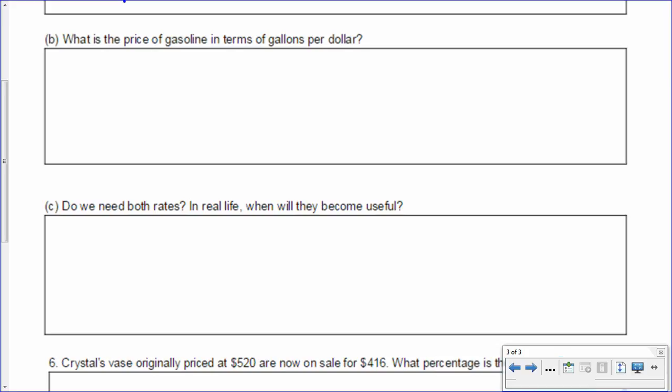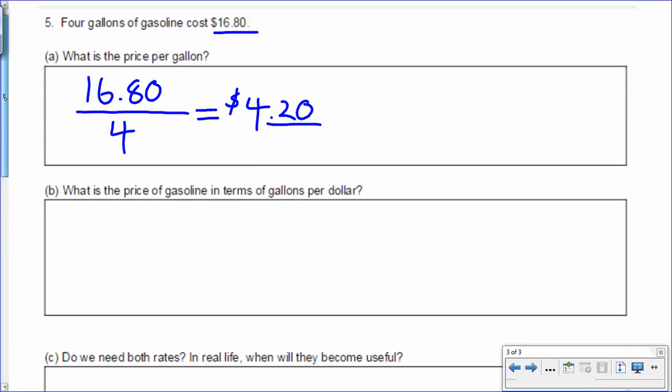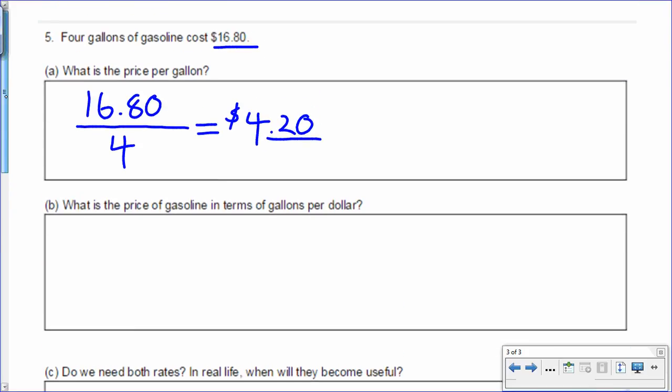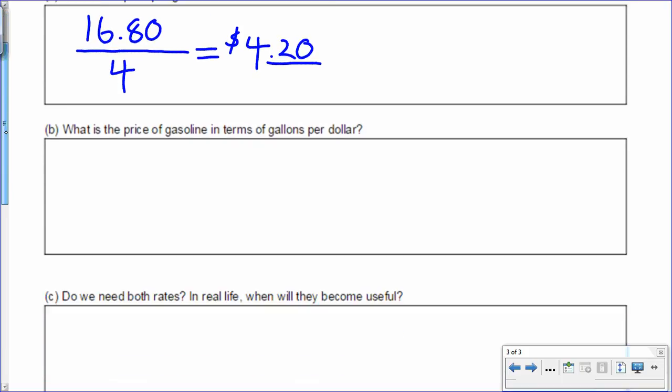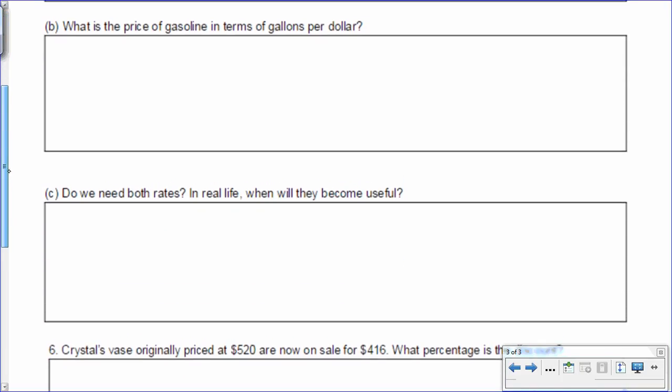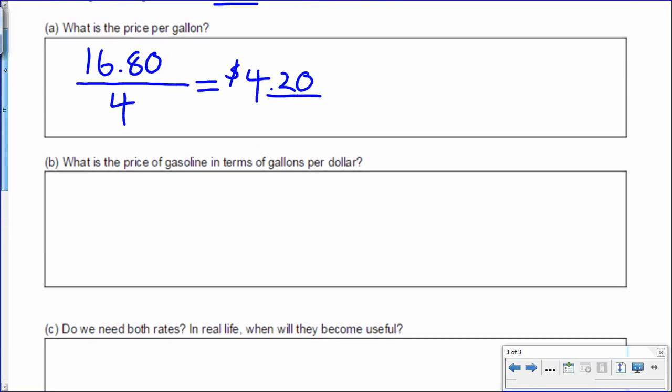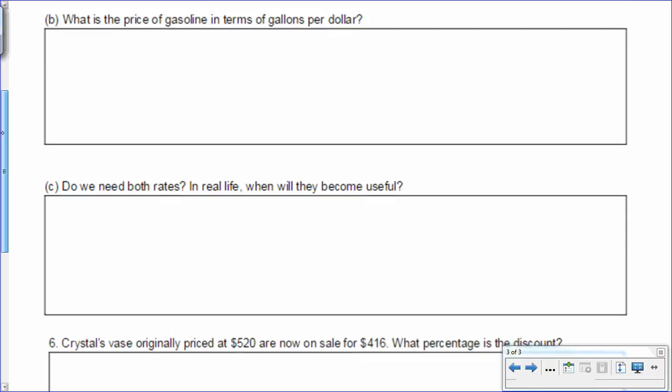What is the price of gasoline in terms of gallons per dollar? Wow. So gallons per dollar. So we bought 4 gallons for $16.80. Now they want to know gallons per dollar. We typically don't think of gasoline in gallons per dollar, but we can certainly calculate gallons per dollar. So let's think about it, okay? We know that we pay what for 1 gallon? We paid $4.20, okay?